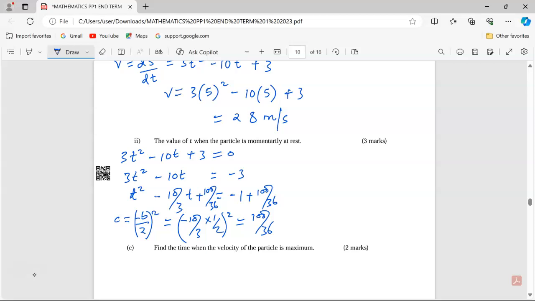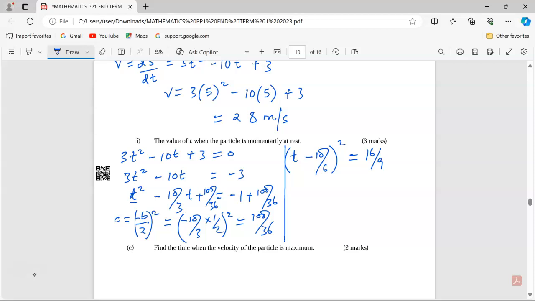So at that step, as I add to the right hand side, I will be able to factorize the left hand side. To factorize a perfect square, we usually take the square root of the first part, which is t, the sign which follows, which is a minus, then the square root of the constant, which is going to be 10 over 6, squared. Now the perfect square has been factorized. Then on the right hand side, negative 1 plus 100 over 36 gives us exactly 16 over 9.